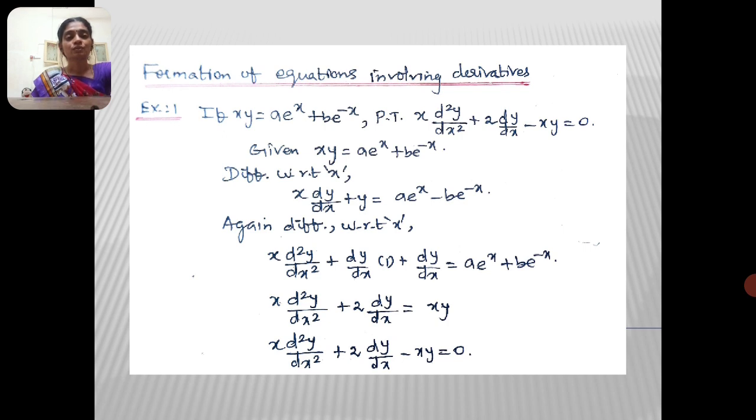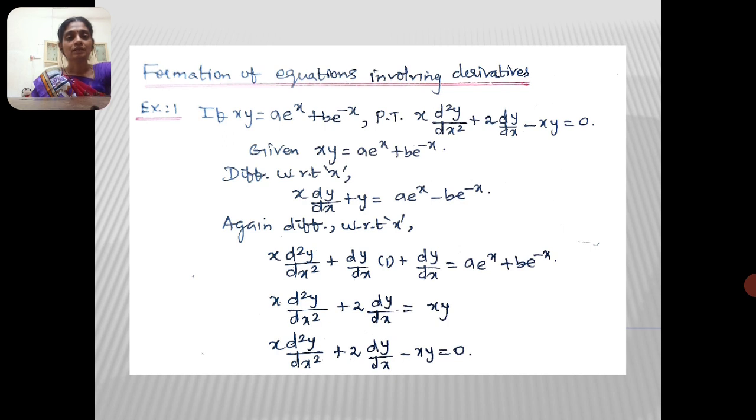Differentiate with respect to x. On differentiating left hand side, we arrive x into dy by dx plus y. Now we differentiate the right hand side, we get a e power x minus b e power minus x. Again differentiating with respect to x. So differentiating left hand side, we get x into d square y by dx square plus dy by dx plus dy by dx equal to a e power x plus b e power minus x.